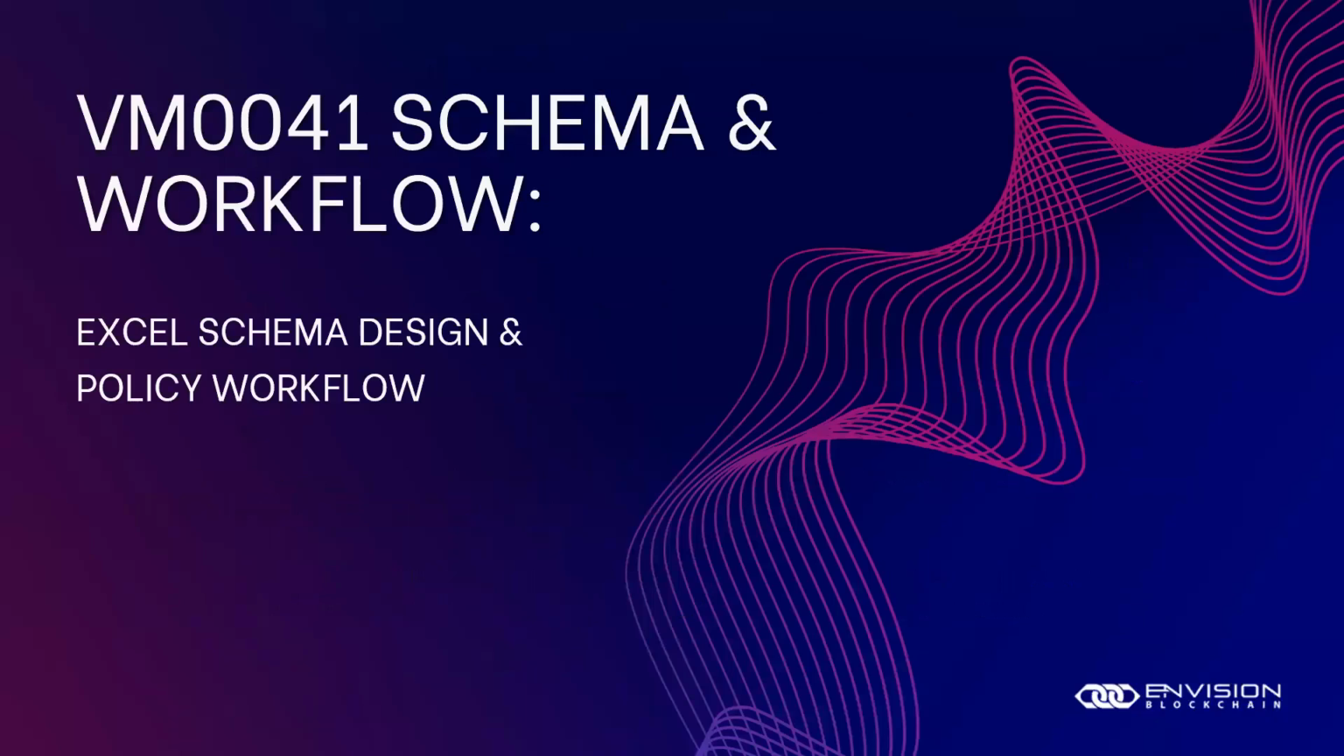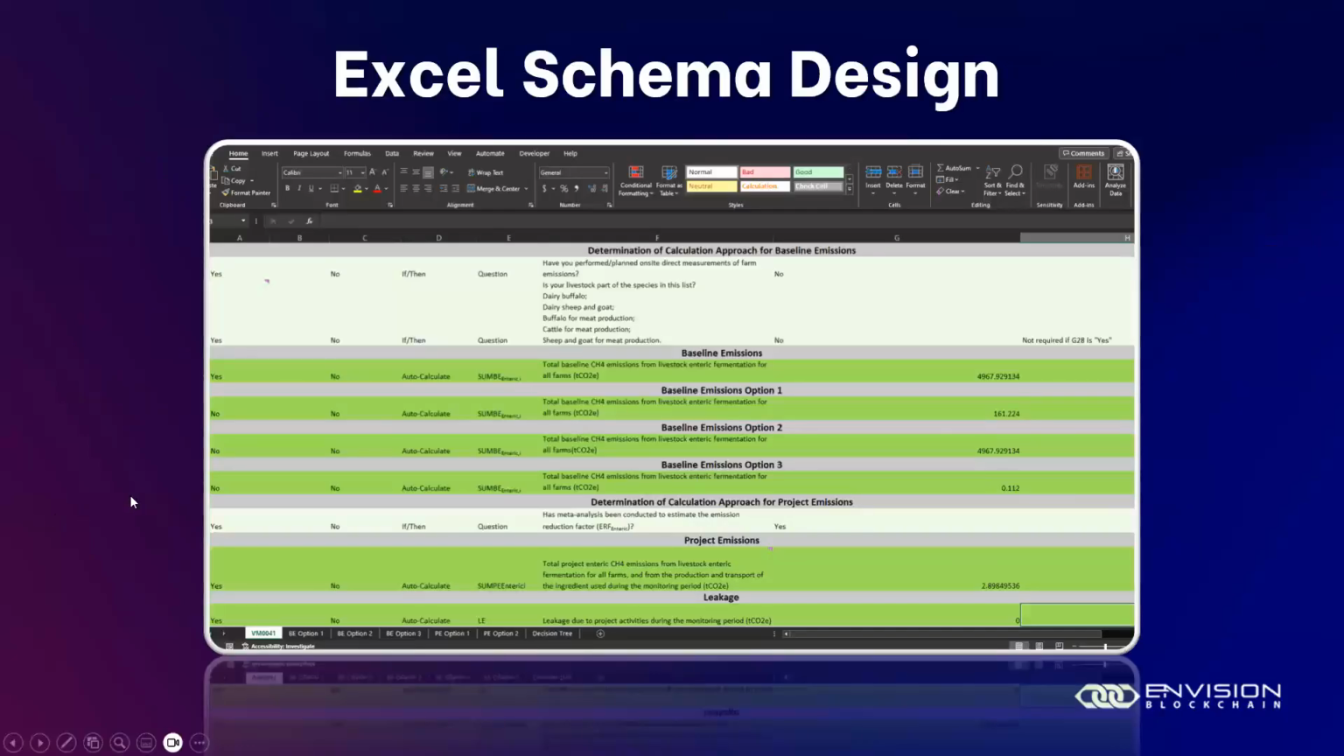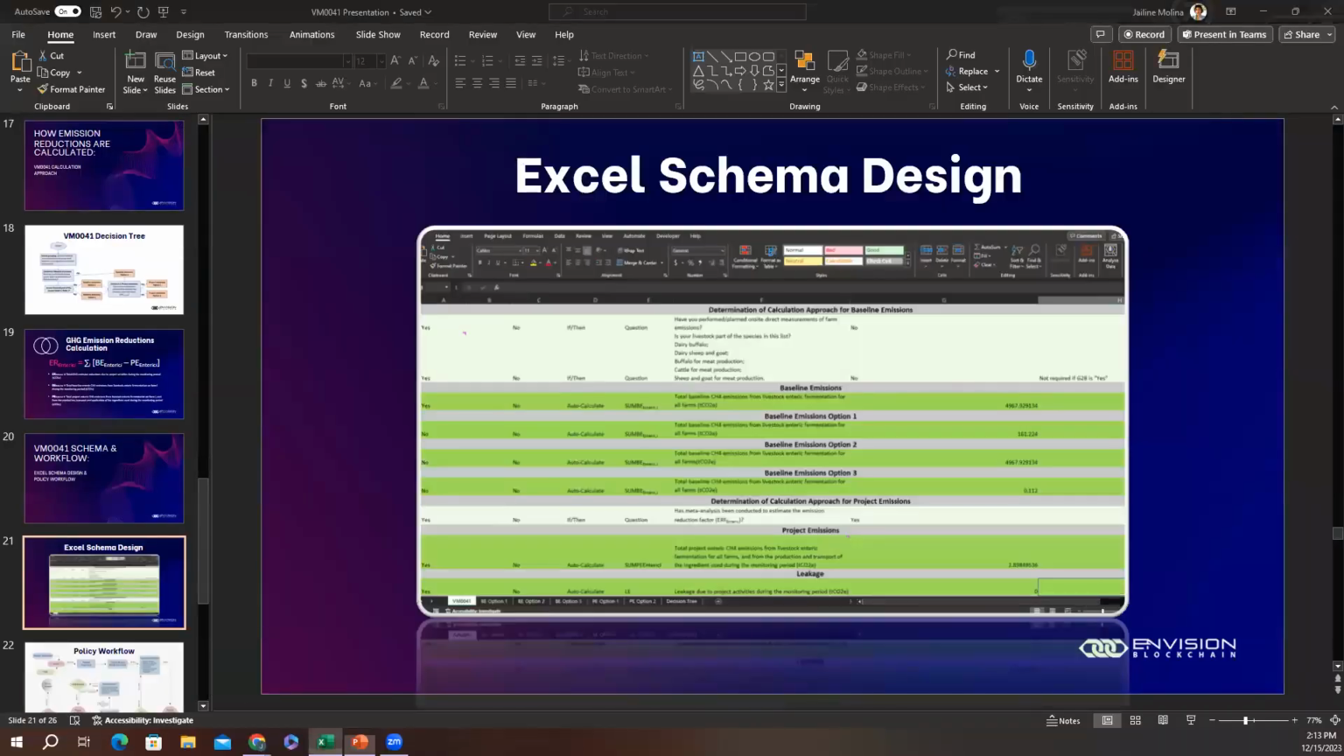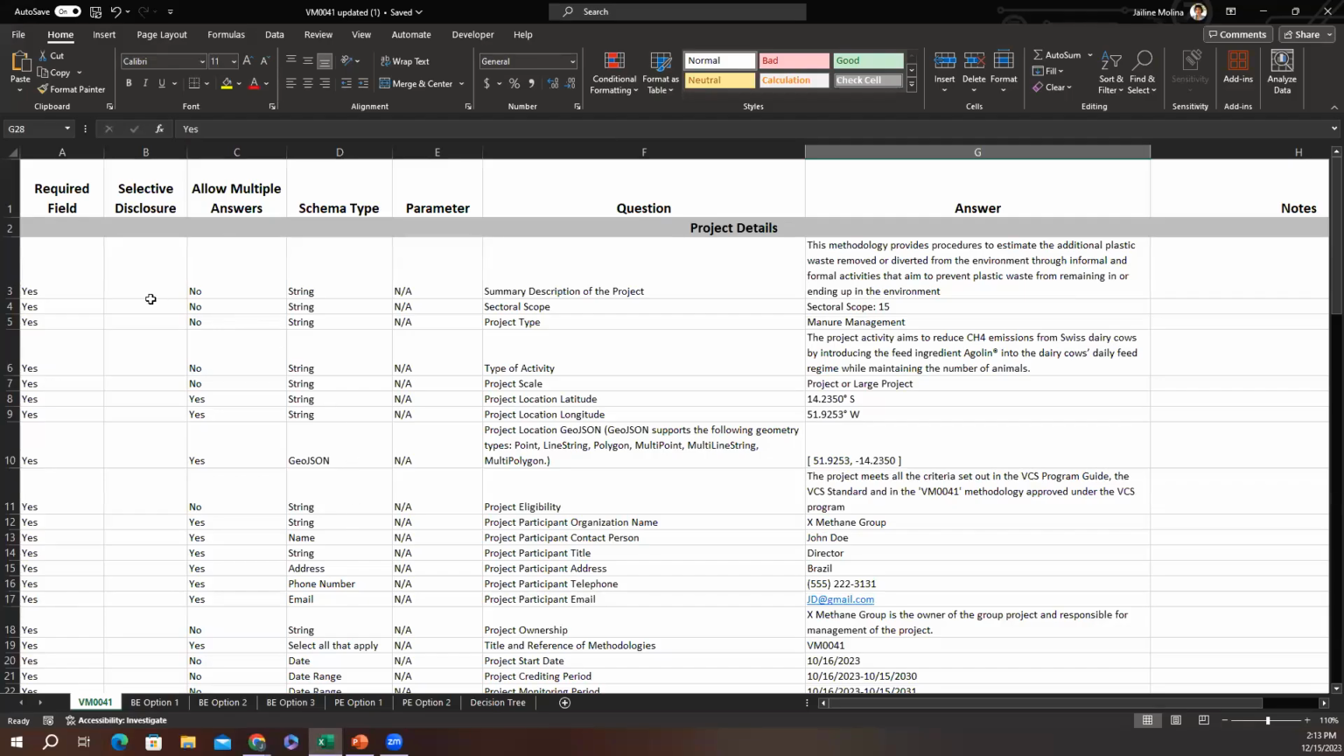Now going into our schemas and workflows, we can take a look at our Excel. This is just an example of what it looks like, but this is the actual one that we used. At the very top, you see that we separate our columns by required field, selected disclosure, we allow multiple answers, schema type, parameter, the question, and finally the answer.